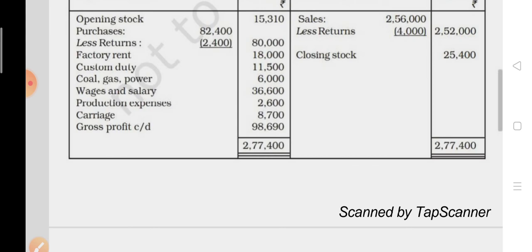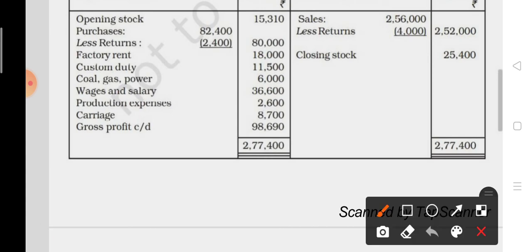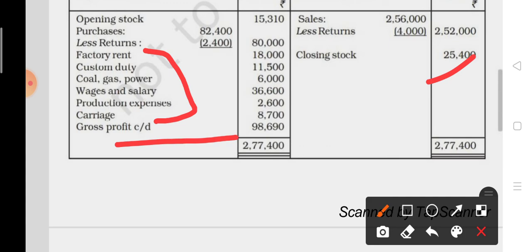Factory rent, custom duty, coal, gas and power, wages and salary, production expenses, carriage. These things are direct expenses, so they will come in the trading account. Okay, and after that sales minus sales return debit, this you have to subtract, and closing stock is given. Now add it and find out the answer of gross profit. The method of finding gross profit is same in all questions.